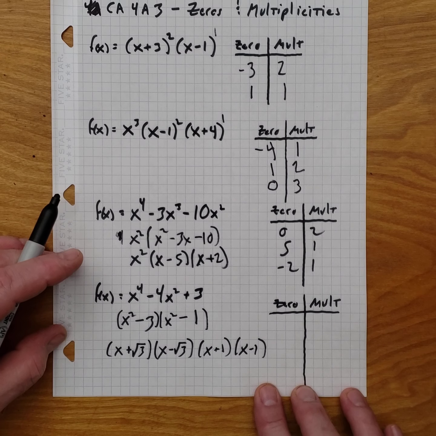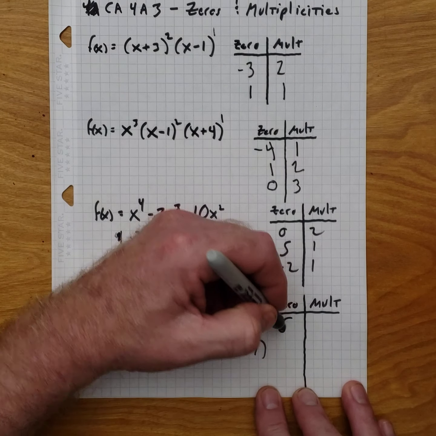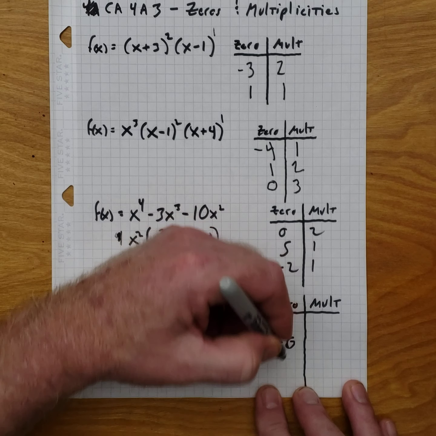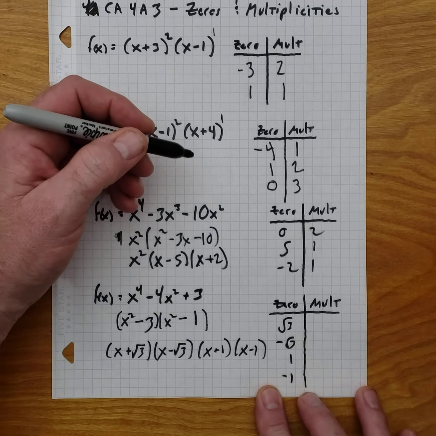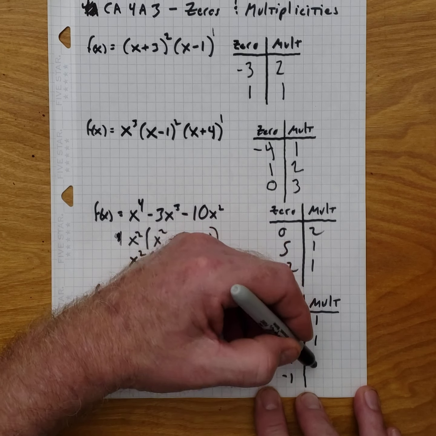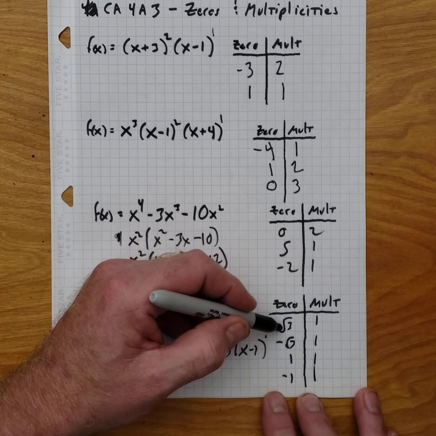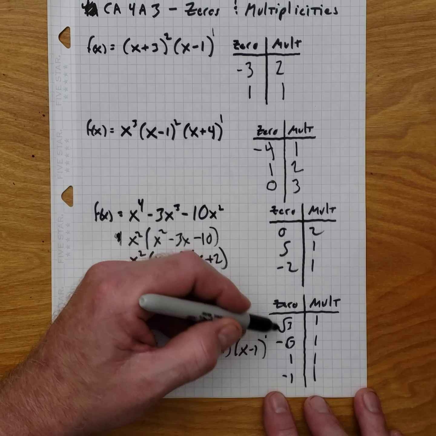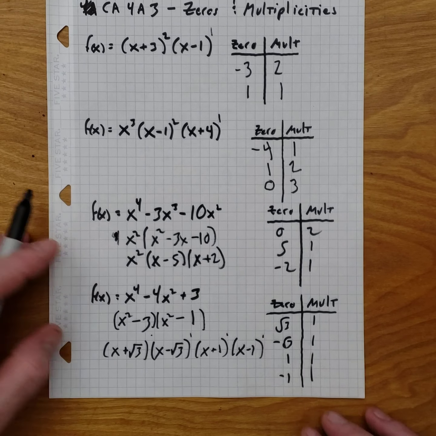All right, so I've got 4 zeros. I've got square root of 3, negative square root of 3, 1, and negative 1. And there's no exponents here, right? So they're all multiplicity of 1. I'm sorry, that's really ugly, but that is the negative square root of 3. That's positive square root of 3.